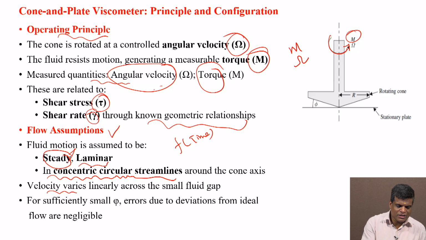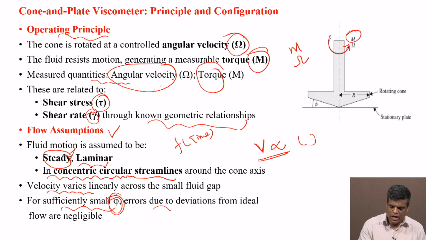The next assumption is that the velocity varies linearly across the gap. For a sufficiently small cone angle, errors due to deviation from ideal flow are negligible. So, these are the assumptions here. It starts with steady, then laminar, then concentric circular streamlines.